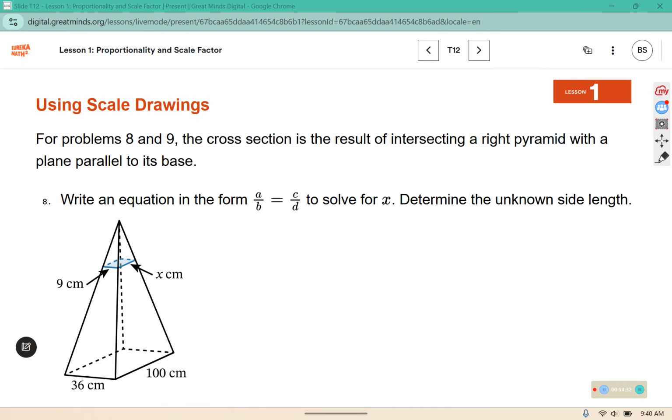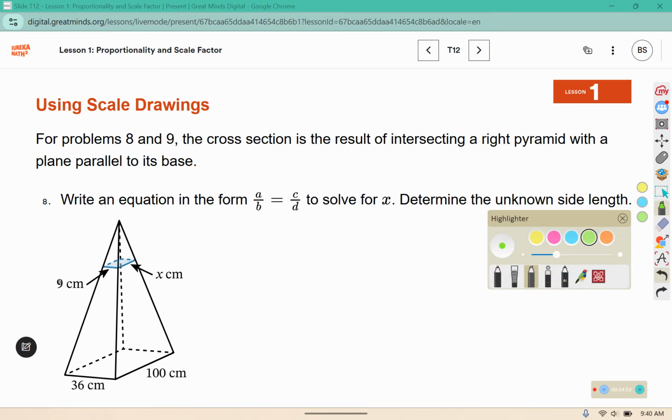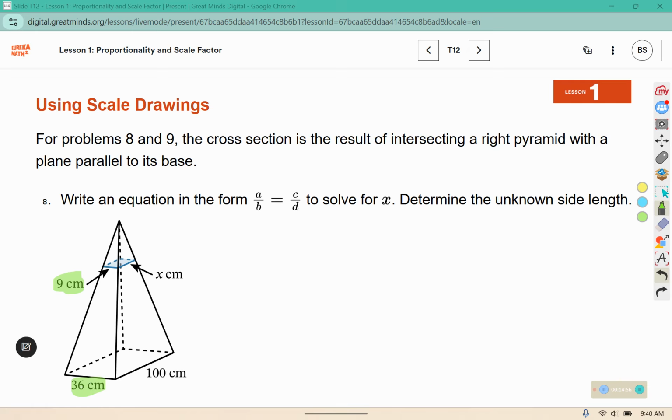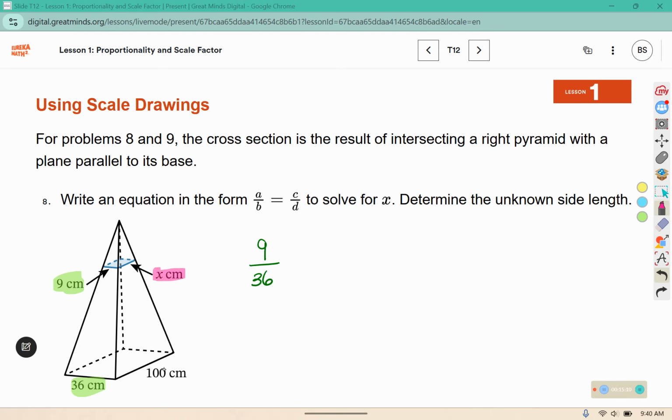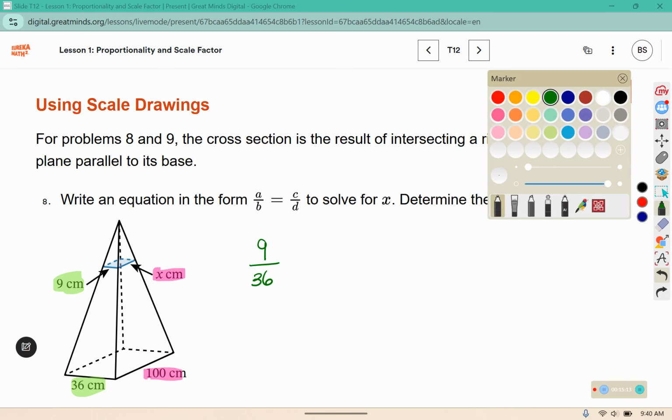For problems 8 and 9, the cross-section is the result of intersecting a right pyramid with a plane parallel to its base. Write an equation in the form a over b equals c over d to solve for x. Determine the unknown side length. So I'm going to show that the corresponding sides would be 9 and 36. Those are both like the width here, and that will create one fraction. And then I'm also going to show that this side length here corresponds with the 100.